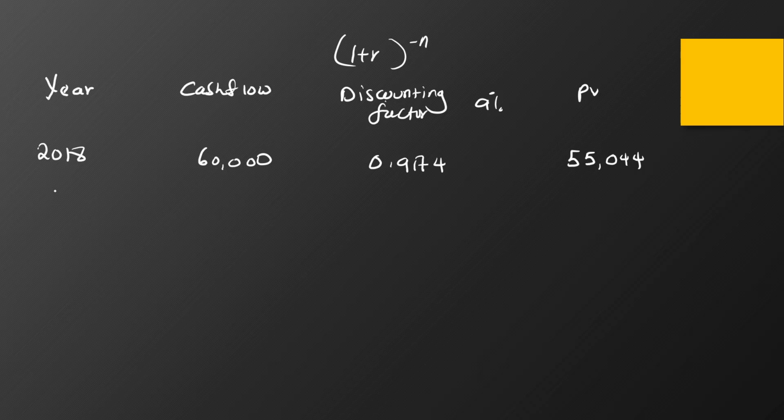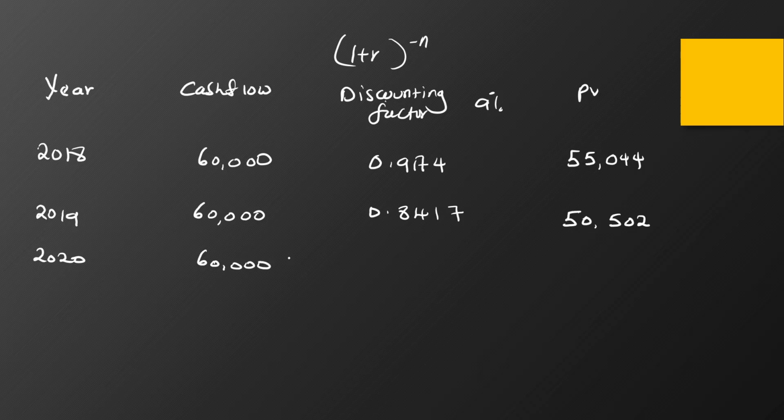Go to 2019. In 2019 we have 60,000, and 1 plus r power negative 2 gives me 0.8417. Multiply 60,000 times 0.8417. This gives me 50,502. We go ahead and look at the second year, 2020. The cash flow is 60,000, and the factor is 0.772.